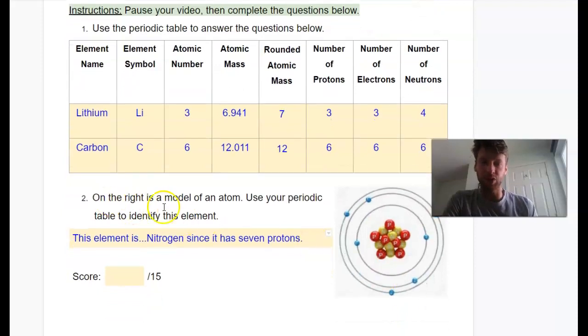All right. Number 2, on the right is a model of an atom. The element is nitrogen. I know that because it has 7 protons, which means its atomic number is 7.